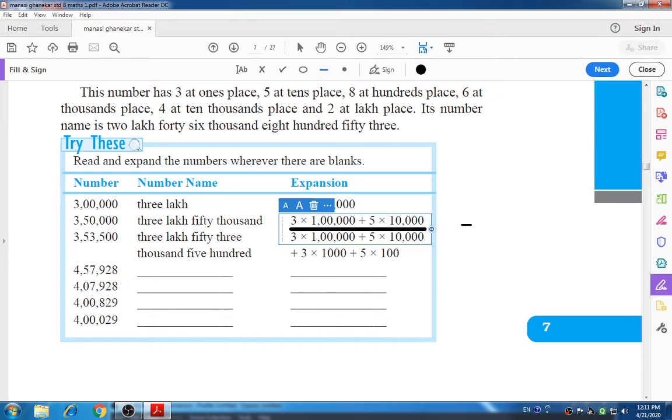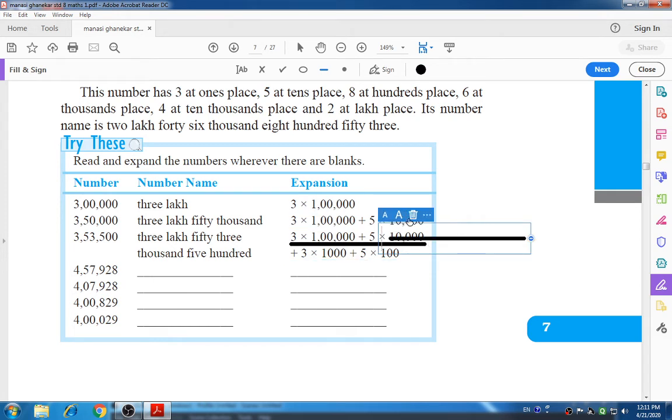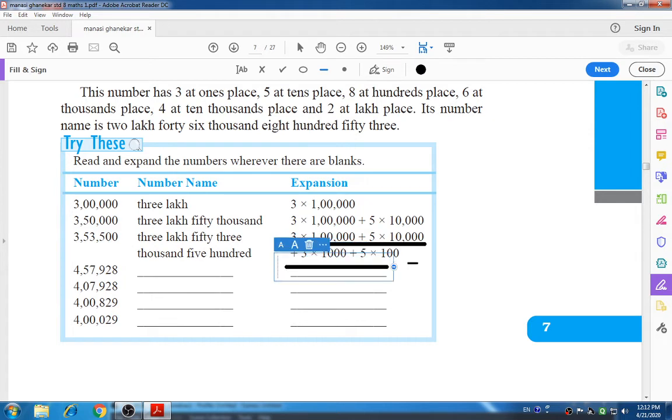so I will write here 5 into 10,000. Again, look at here carefully. 3,53,500. 3 is at the lakhs place, so I will write here 3 into 1 lakh, plus 5 at the 10,000 place, so I will write here 5 into 10,000. Again 3 is at the 1000 place, so I will write here 3 into 1000. 5 is at the 100 place, so I will write here 5 into 100.